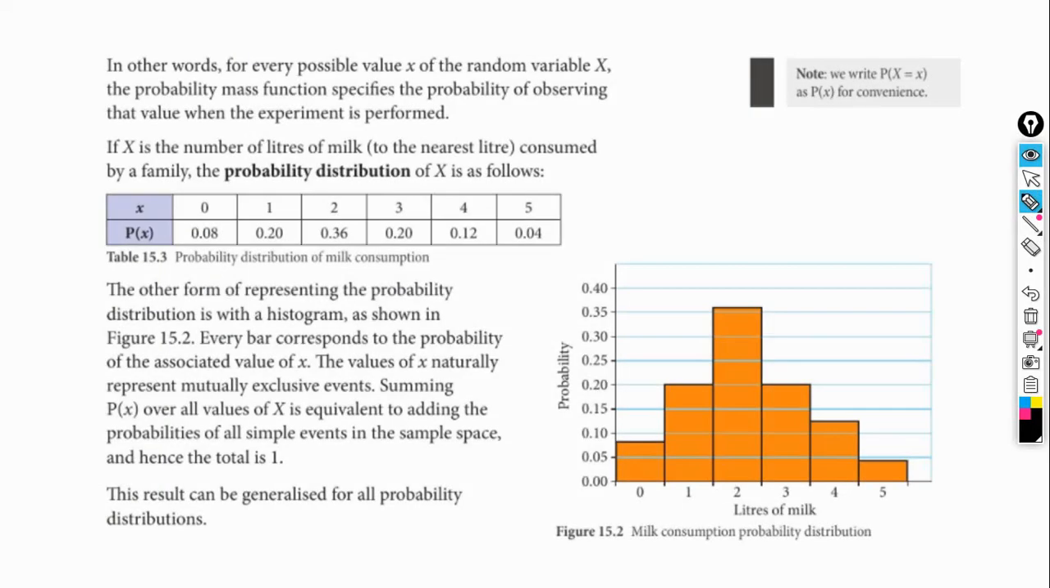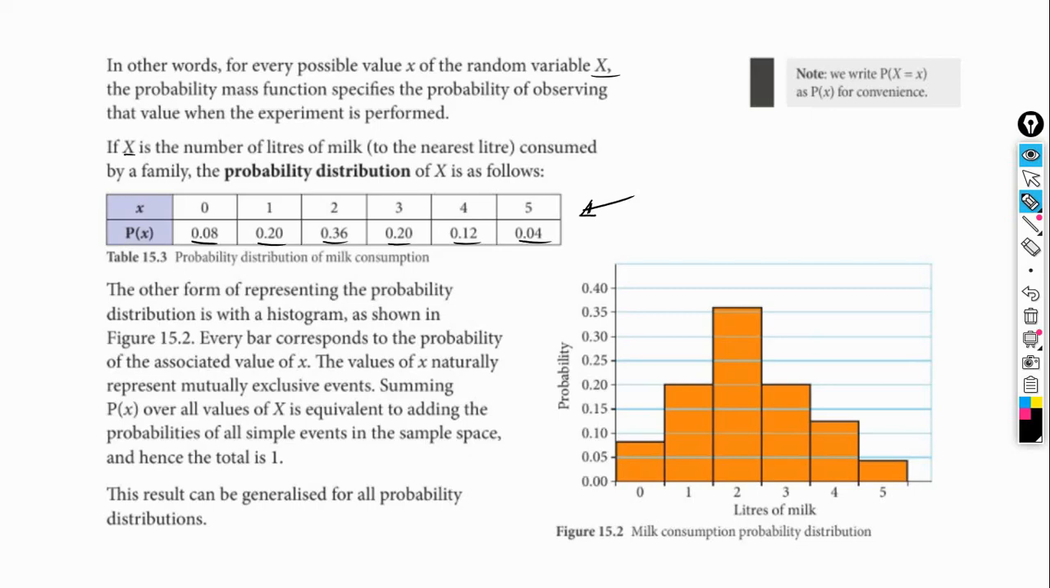In other words, for every possible value x of the random variable capitalized X, the probability mass function specifies the probability of observing that value when the experiment is performed. If uppercase X is the number of liters of milk to the nearest liter consumed by a family, the probability distribution of X is as follows. Notice that it's basically the same table, only now horizontal, and the frequencies actually represent the probability of the consumption of said liters of milk.